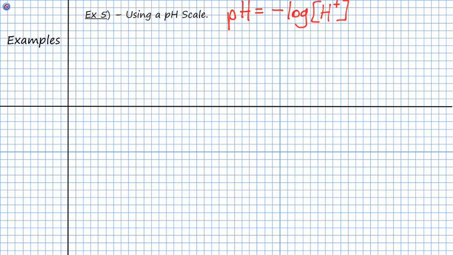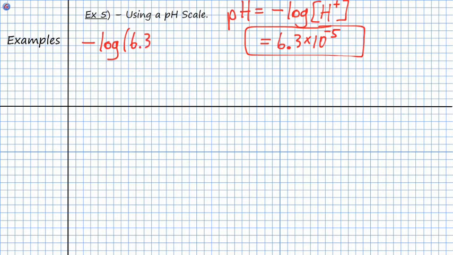So if we're trying to find the pH of something, let's say ammonia, right? The concentration is equal to 6.3 times 10 to the negative fifth. That is the concentration of positive hydrogen atoms in ammonia. What the pH value gives us is a nice scale to be able to look at it versus other items. So if we're trying to calculate the pH of this value, we're literally just plugging it in. So it's going to be the negative log of this number, 6.3 times 10 to the negative 5th power.